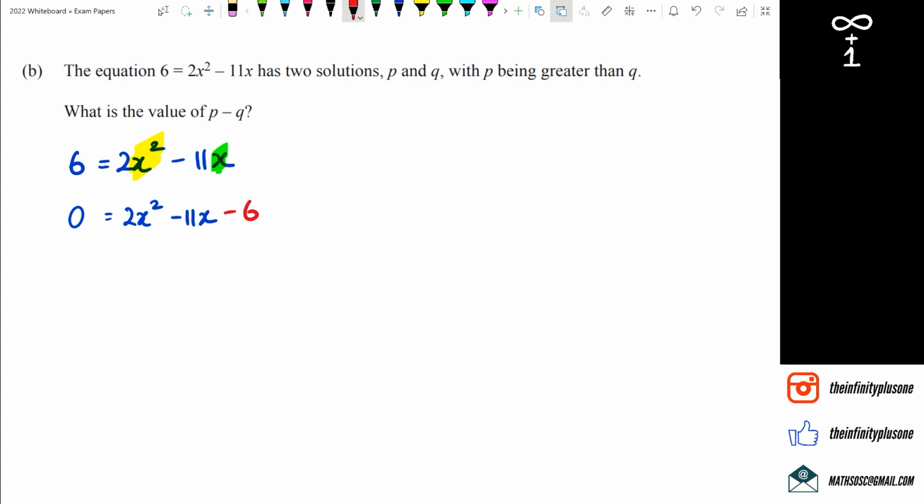Now, the question says there are two solutions, which means we've got two answers, and we know that a quadratic has two answers. Now, looking at the answer schedule, it doesn't say anything about using the quadratic formula.